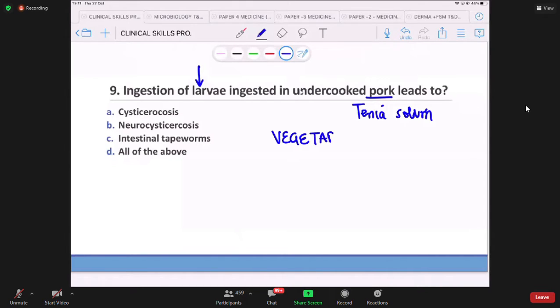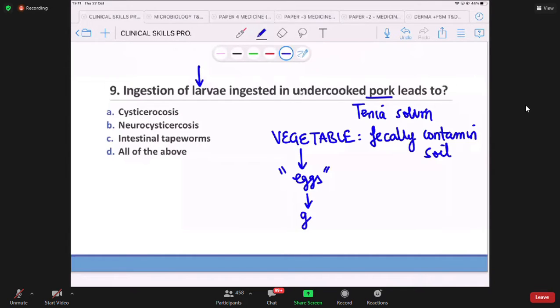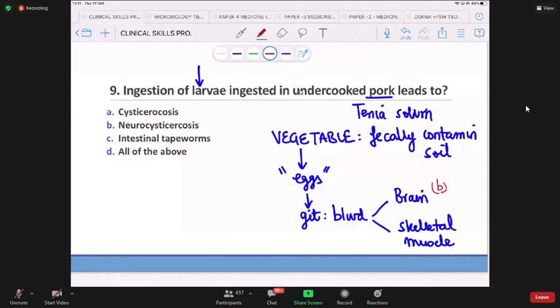Why? Because if a person is gonna consume vegetables which are grown on fecally contaminated soil, then this person is gonna end up with ingestion of eggs. When a person will ingest eggs related to Taenia solium, these eggs will go in the GI tract. From the GI tract, they will be absorbed into the blood circulation. And from the blood circulation, it will go to the brain, contributing to neurocysticercosis, and to the skeletal muscles, contributing to cysticercosis. Please appreciate the fact that neurocysticercosis is option number B, and cysticercosis, that is skeletal muscle involvement, is option number A.